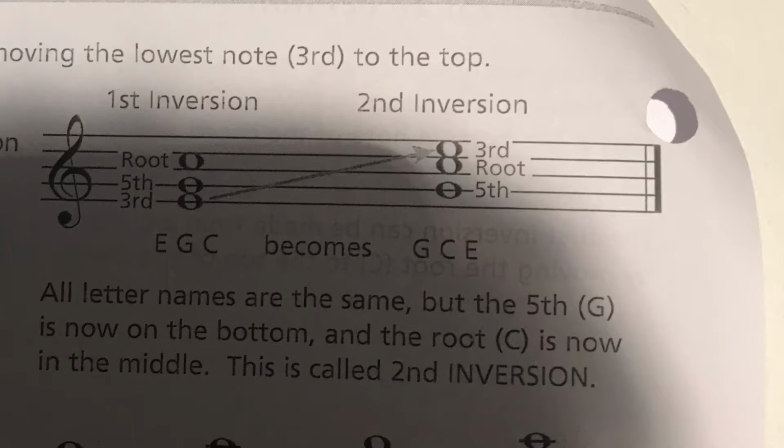Now we will do second inversions. You can only do a second inversion after a first inversion. So a first inversion will be E, G, and C. You want to invert it a second time, you take the bottom note, which is the E, and move it up to the top, like that. Now you have G, C, and E. Second inversion, right there. Example.